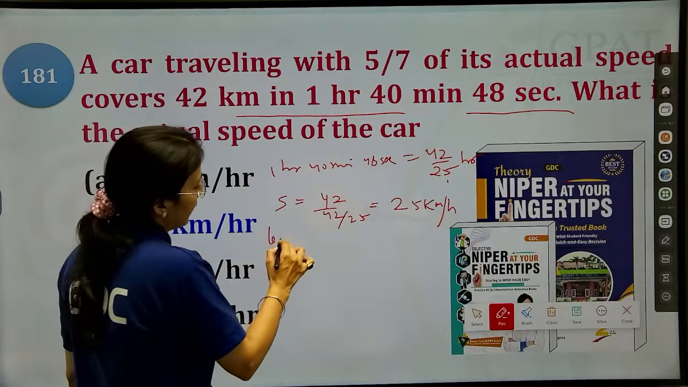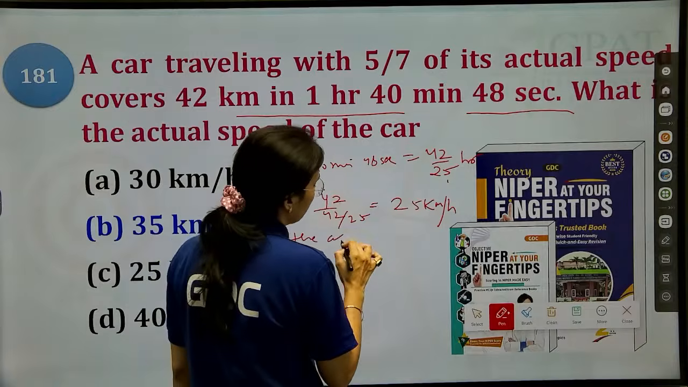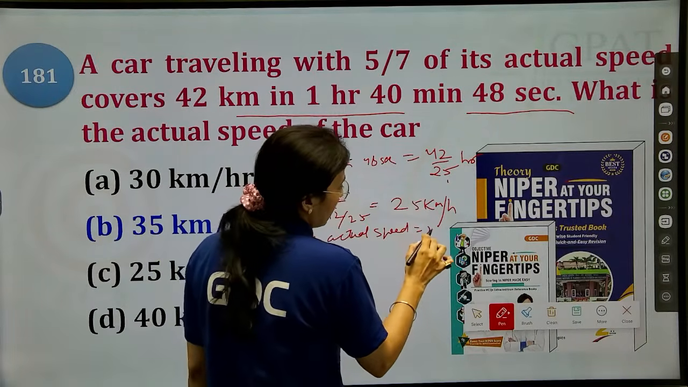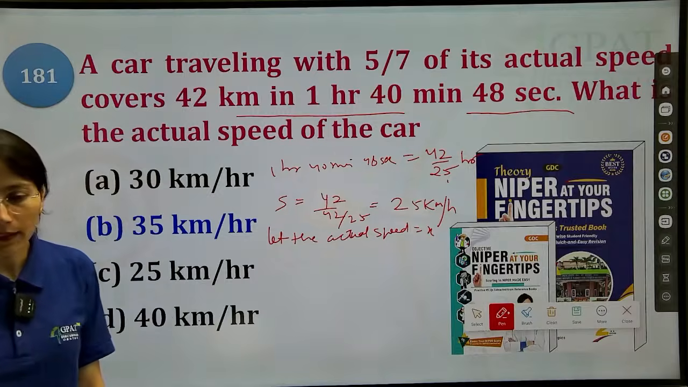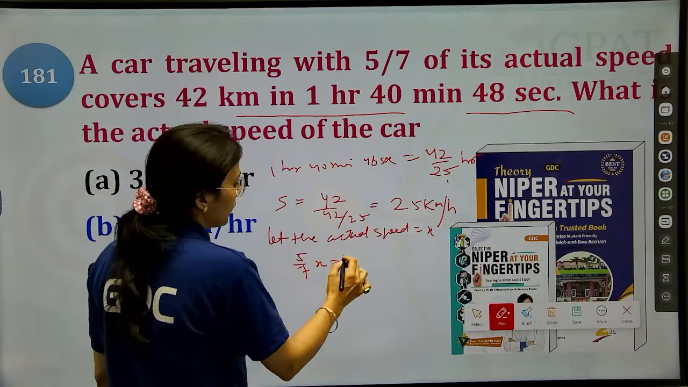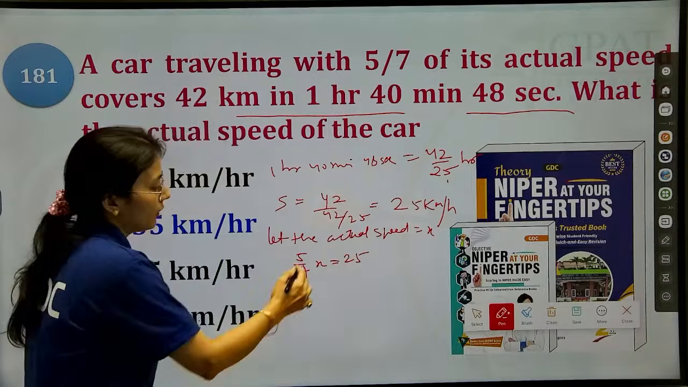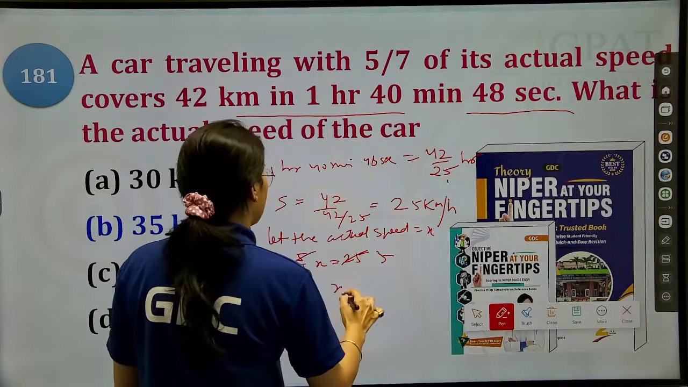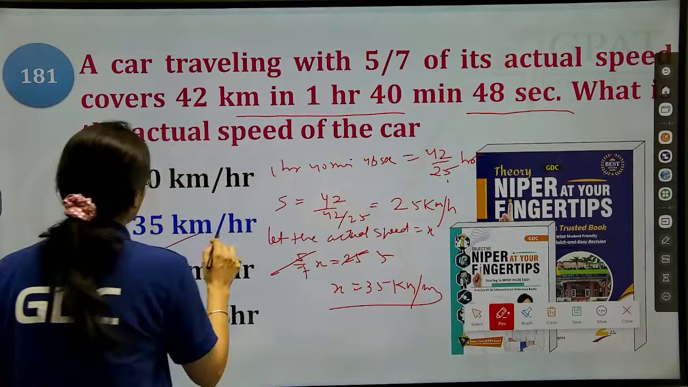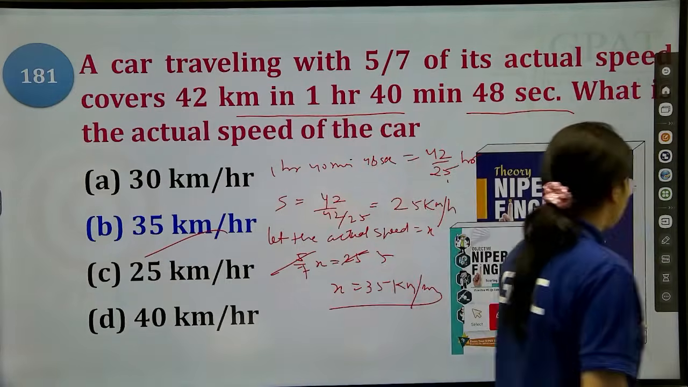Now let the actual speed be x. So 5/7 x is equal to 25. So x is equal to 35 km per hour. So the answer is option number B, which is correct.